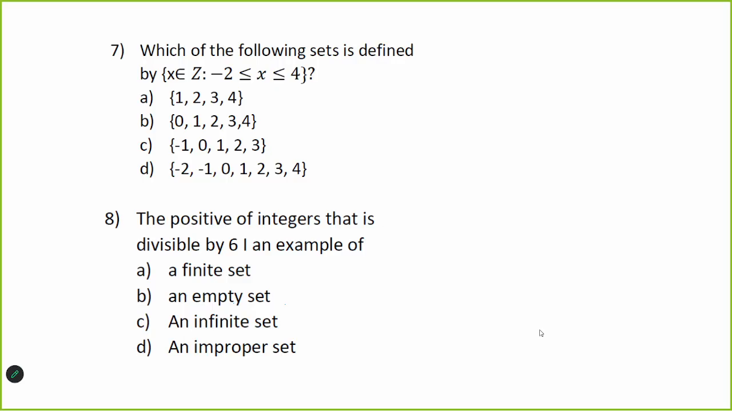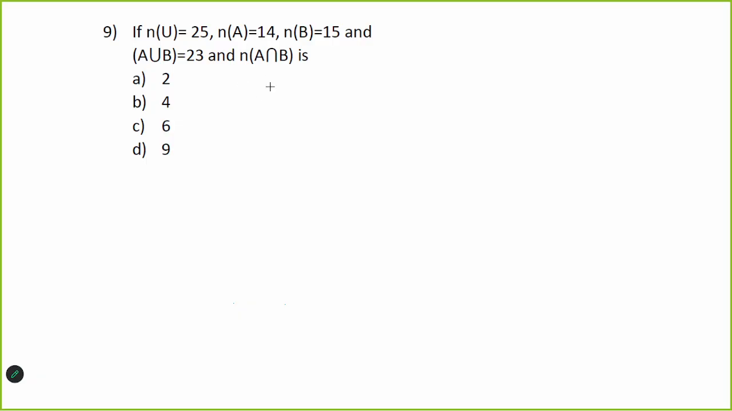Let's look at this. Which of the following students is a set? This one would be -2 to -4. Positive integers that is divisible by 6. They did not tell you, they just tell you it's positive integers. It would be an infinite set. This one here, we did this question already and we saw the intersection.